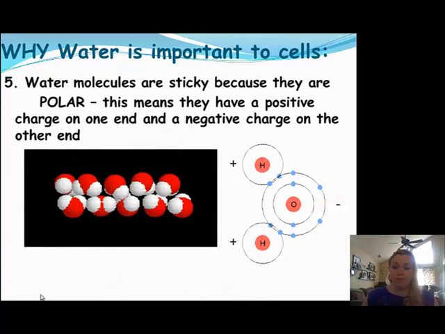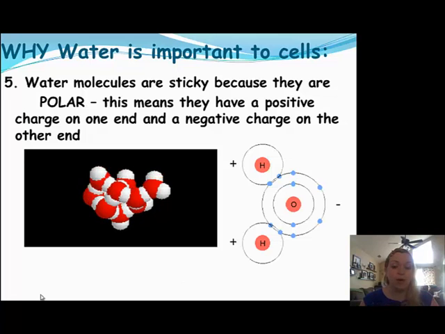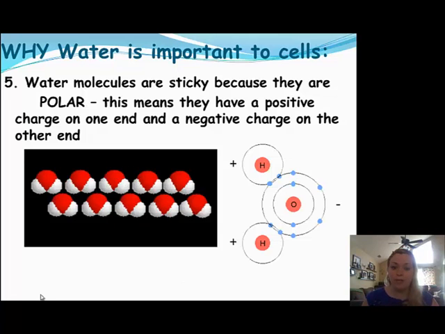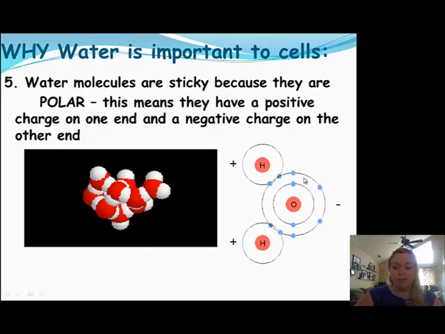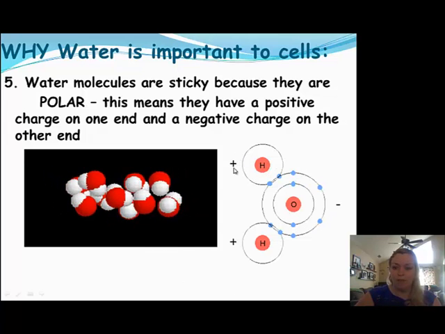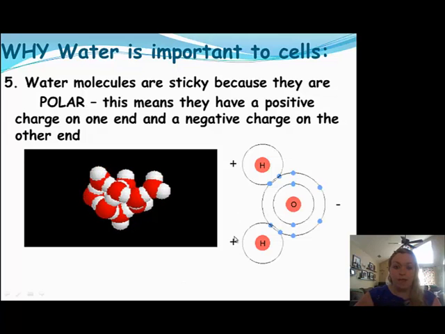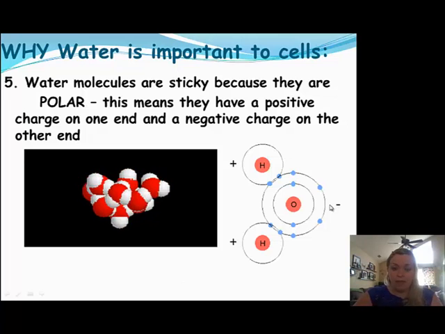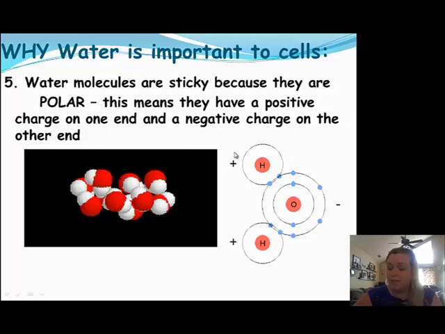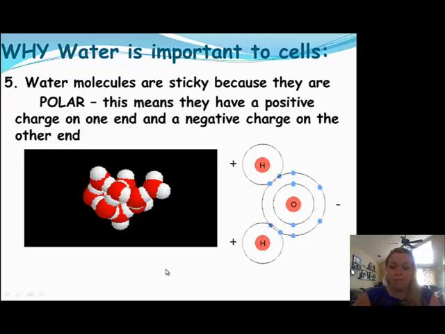Now, water molecules are sticky because they are polar. What polar means is that the molecule itself has a positive charge at one end, that would be the hydrogen ends, and then a negative charge on the other end. Okay, that means that those positive ends want to go and stick to other molecules.